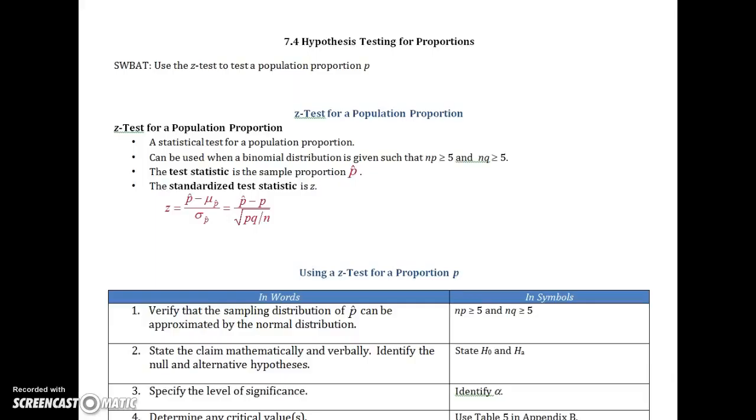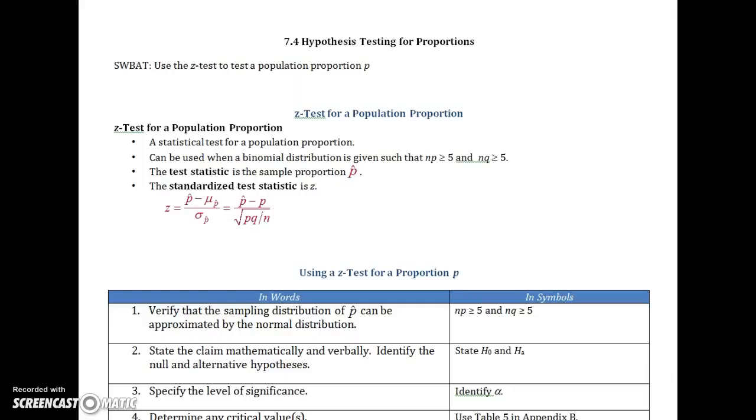Our SWABAT is going to be to use the z-test to test a population proportion P. So the z-test for a population proportion is a statistical test for a population proportion, obviously. Proportion, though, they're not going to use that word. They're going to use percent, like the average percent of people that smoke cigarettes. So it'll be a percentage, and we'll use the decimal point form of it.